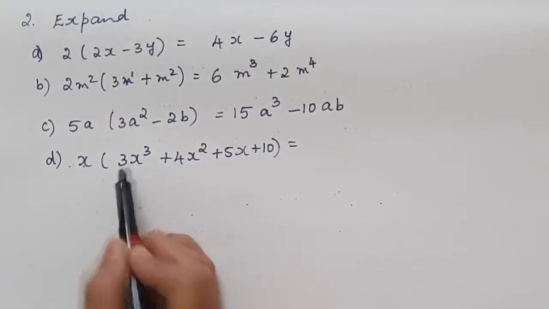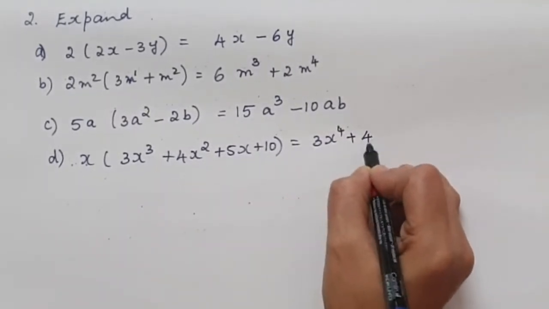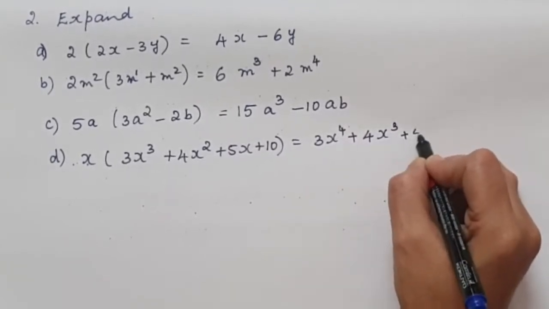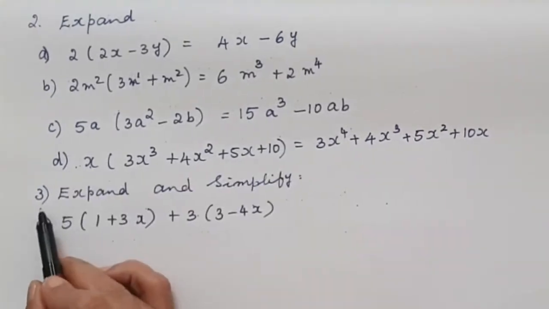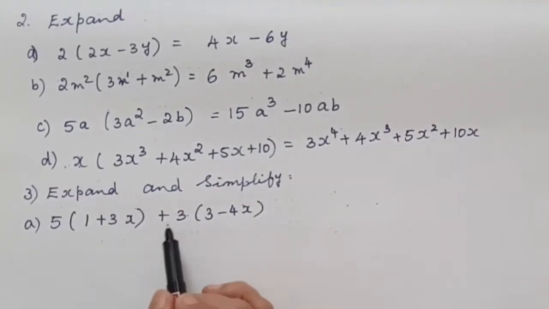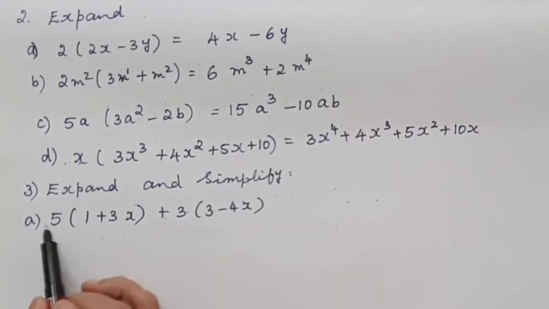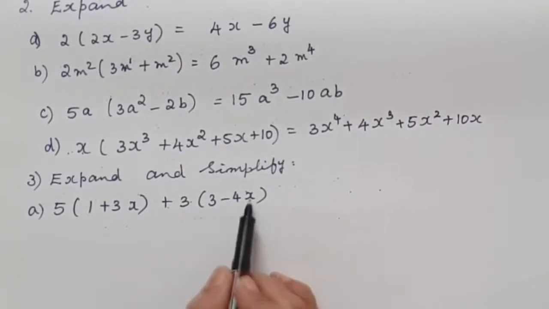Now x multiplied by 3x cube is 3x to the power of 4 plus 4x cube plus 5x squared plus 10x. The third question, expand and simplify. A part, 5 into 1 plus 3x plus 3 into 3 minus 4x. This 5 needs to be multiplied with each and every term in the bracket, 3 the same way.